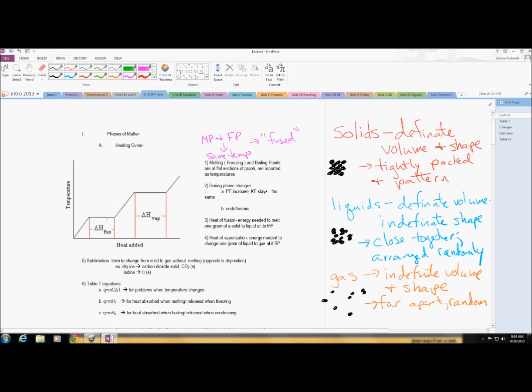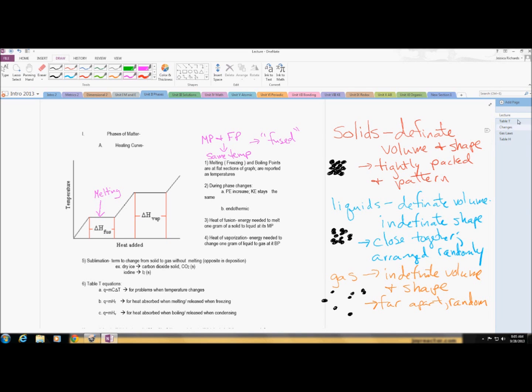And if you look on this graph right here, this flat spot is going to be our melting. As we're heating the substance, we're adding heat, so it's going to melt as we go from left to right. Heat's being added left to right. They have a little delta H fus underneath here. That is for the heat of fusion.